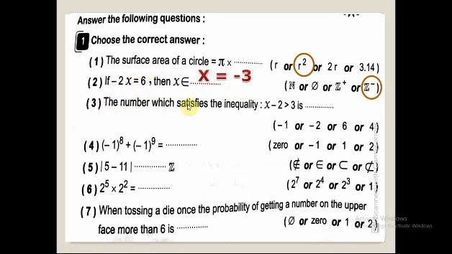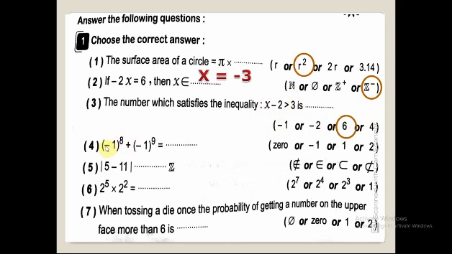Number 3, the number which satisfied the inequality x minus 2 bigger than 3. Anything beside x, we move to the other side by the opposite sign. Here minus, it goes there with plus. So 3 plus 2 equals 5. So x bigger than 5. Which number here is bigger than 5? It's 6.